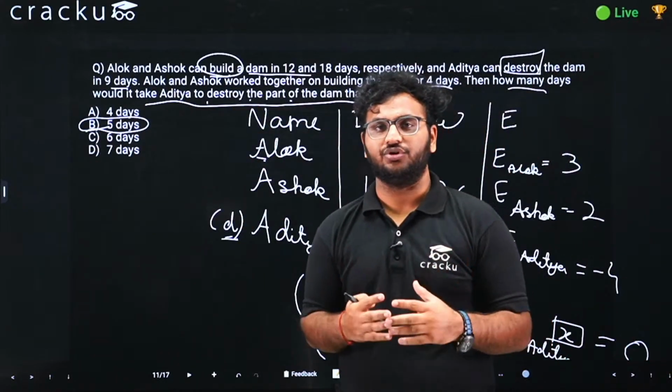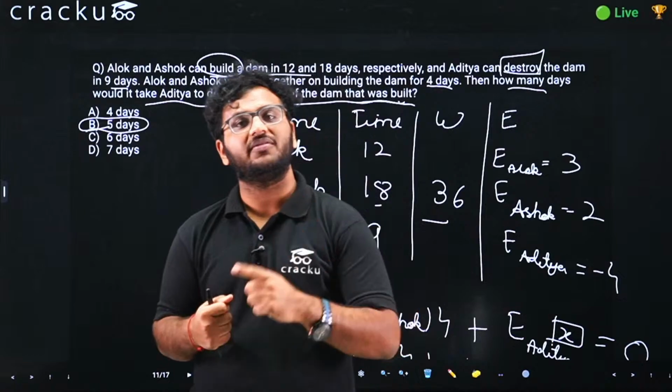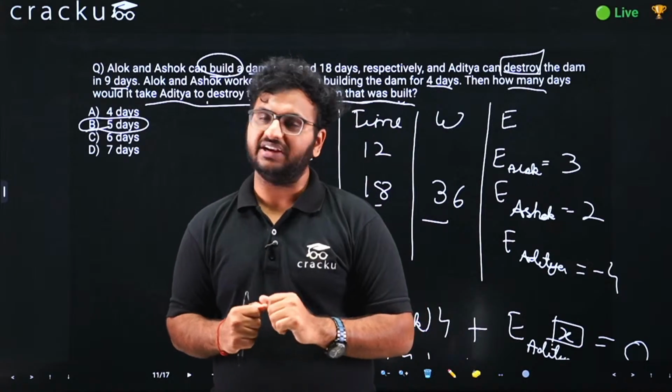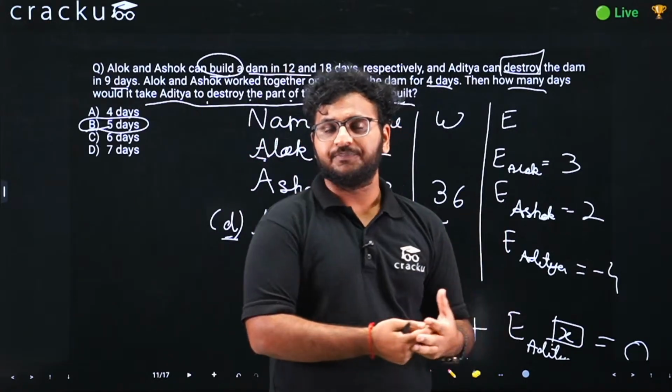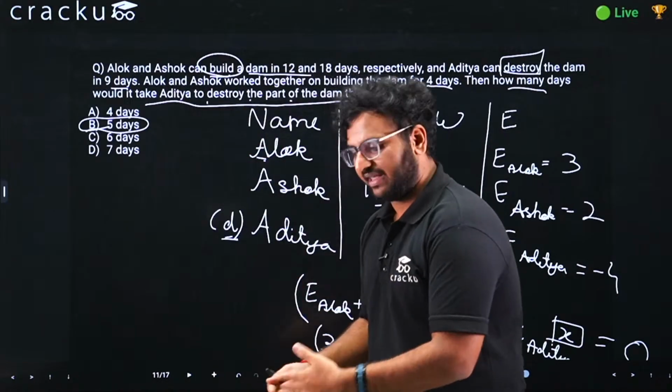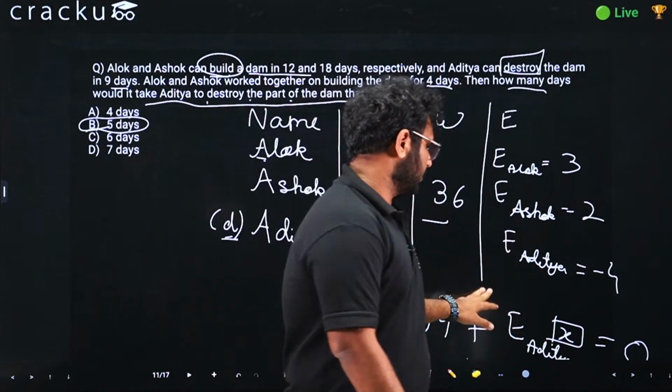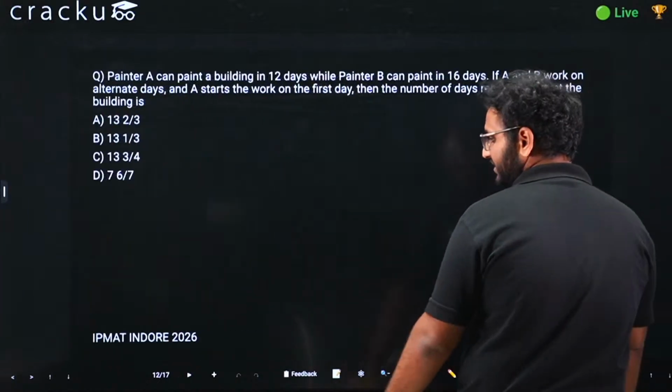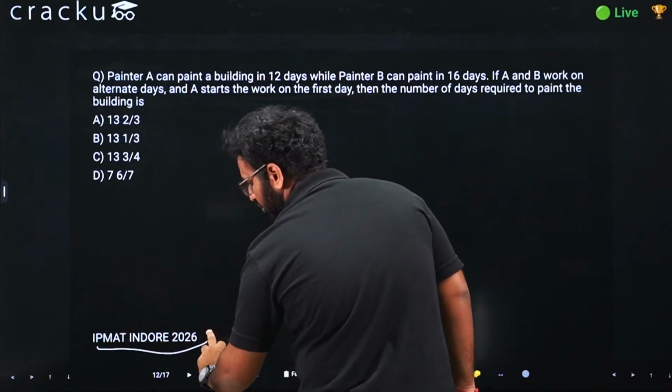I hope you understood. Whenever there is opposite work, always take the opposite side of it. If it is given building a dam, then it would be positive. If it is given destroying, then negative. Now let us look at the question which came in IPMAT Indore 2026.